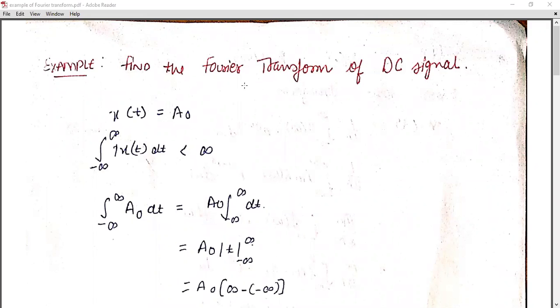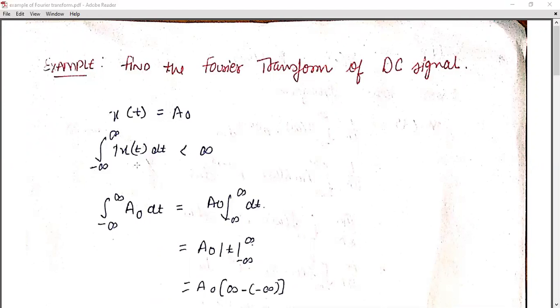So for example, I'm taking x of t is equal to a naught, some constant value, which is a DC signal. The signal should be absolutely integrable. So we need the integral from minus infinity to infinity of |x of t| dt to be less than infinity. Then only we can find the Fourier transform of the given signal.